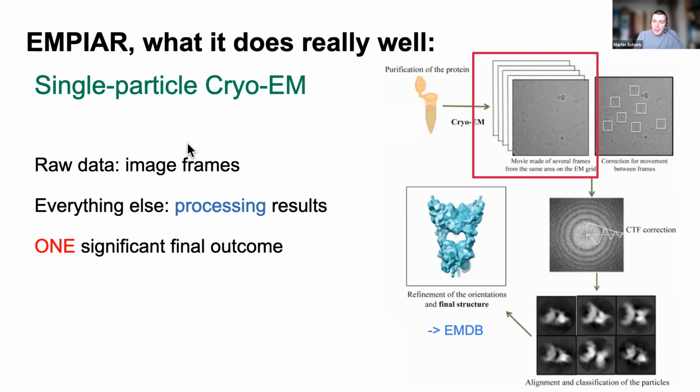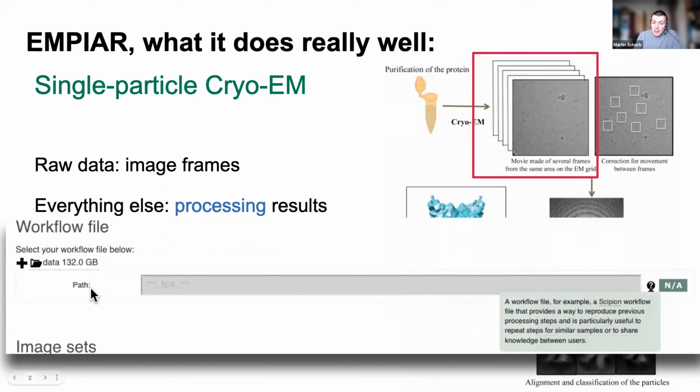The nice thing for single particle Cryo-EM data is that you can also upload what's called a workflow to EMPIAR, which will basically cover all the parameters and details of the process and how you get to the volume, to the structure of the molecule from your raw data. And again, this is not trivial. It's already not trivial for single particle Cryo-EM, but for other more complicated approaches, it's really, really worse.